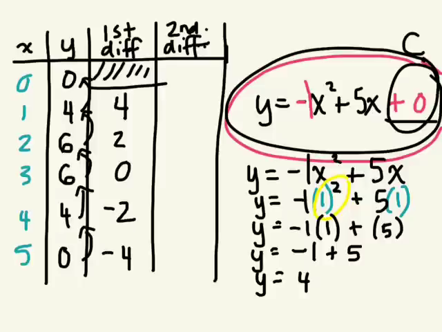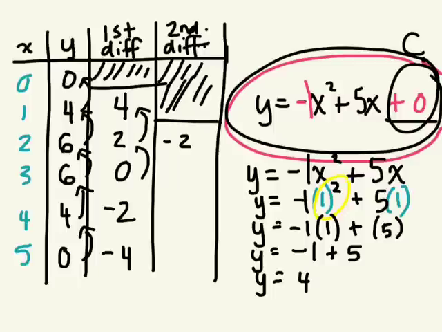0 take away 4 is negative 4. Okay, now let's find the second differences, okay? 2 take away 4 is negative 2. 0 take away 2 is negative 2. Negative 2 take away 0 is negative 2. Negative 4 take away negative 2 is negative 2.